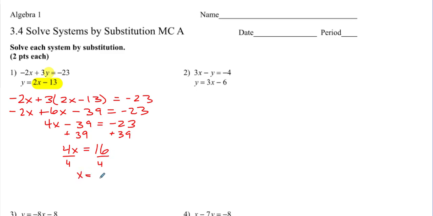And we get x is equal to 4. Okay, now that we know what x is equal to, we can plug that in and solve for y. So I'm going to do that right here. We got y is equal to 2, instead of this x, we're going to put this 4, minus 13. So 4 times 2 is 8 minus 13. Y is equal to negative 5. Boom. So then my answer, ordered pair, 4 comma negative 5.